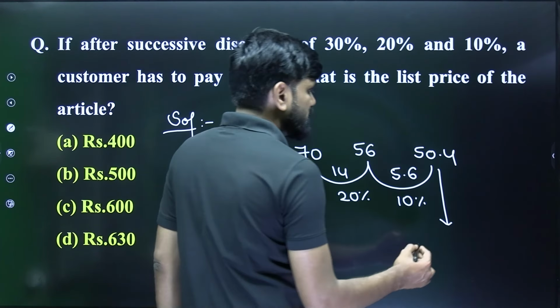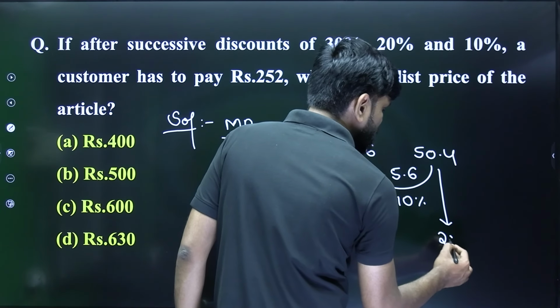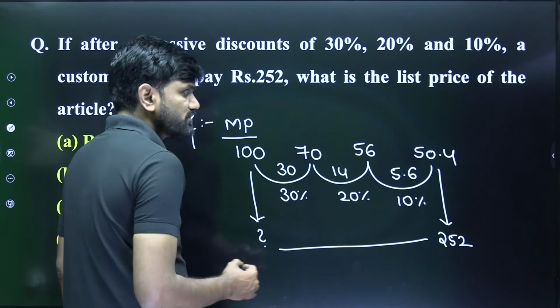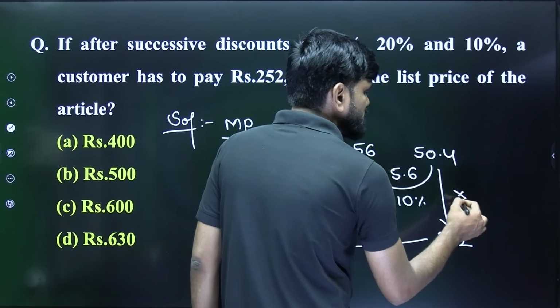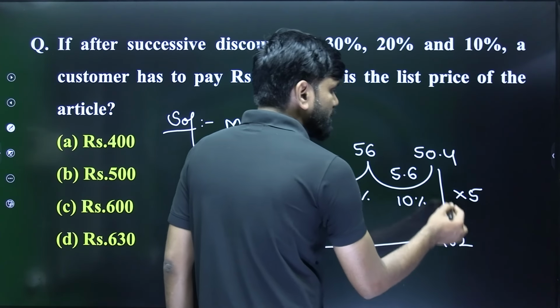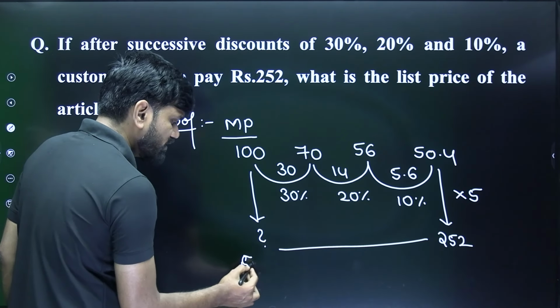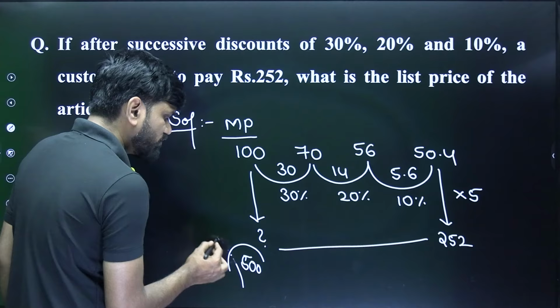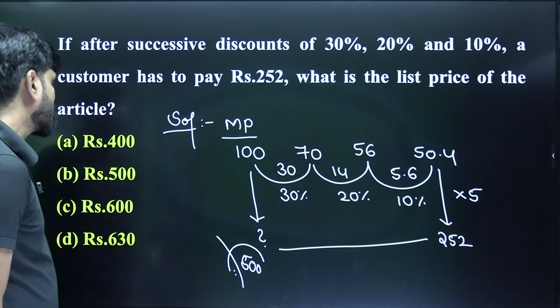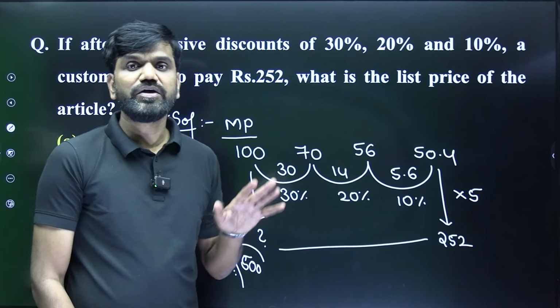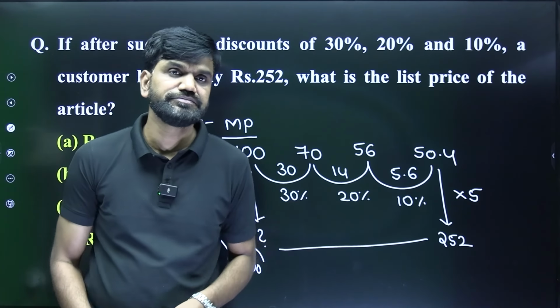But in the problem they said it is not 50.4. That is given as 252. So this is not 100. So how much? Check how many times. This is 5 times. Here also you take 5 times. 5 times of 100 will give you how much, dear? 500. Hence we can say that the list price of that article is how much? 500 rupees.